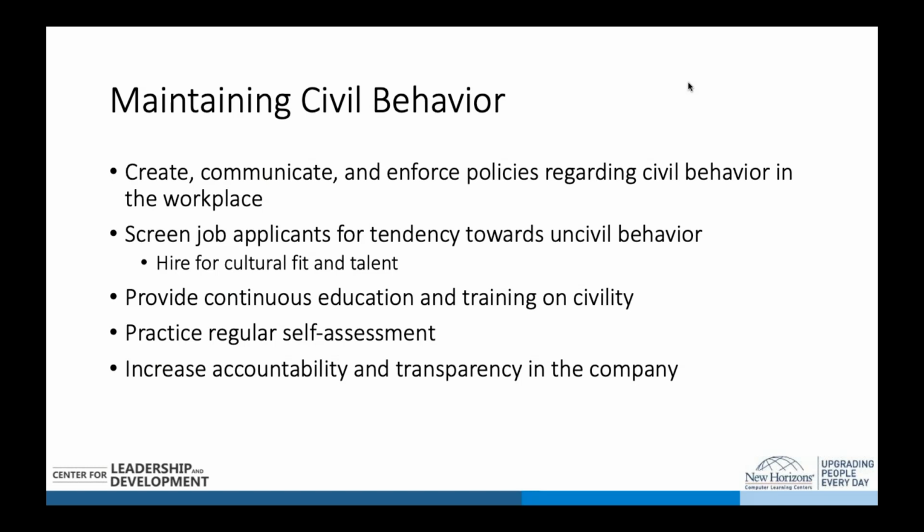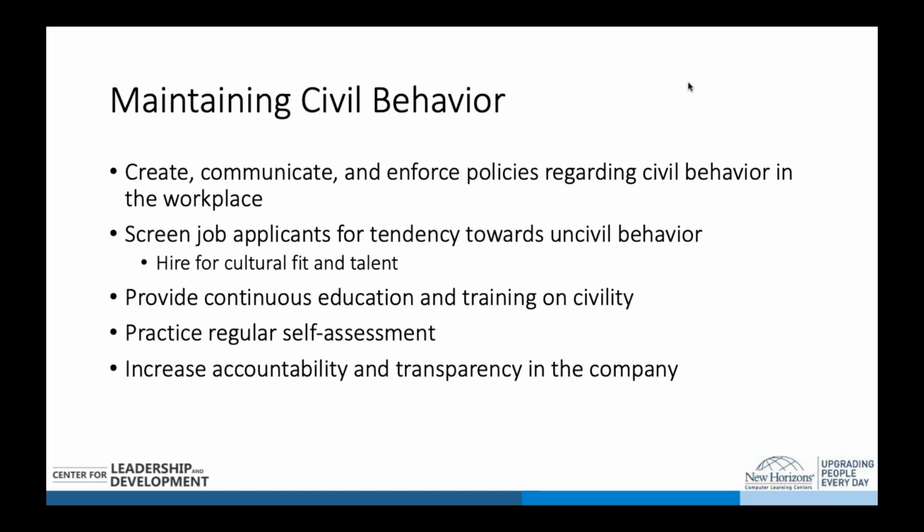And increase accountability and transparency in the company and in the organization. So if people say something, they need to be held to account for what they said. If they've done something, they need to be held to account for what they've done, both positive and negative. And then the organization needs to be transparent. So if there's a lot of secrets and a lot of things that are being kept from employees or kept from staff or kept from management, that doesn't bode well for an organization, because it's creating an atmosphere where people aren't quite sure of what's going on.